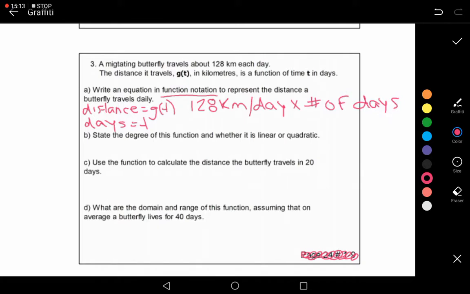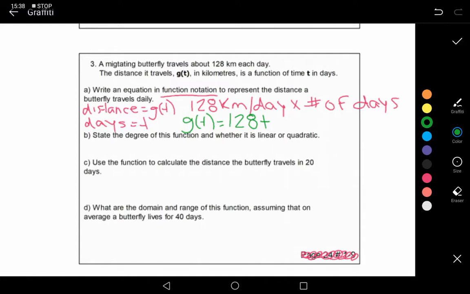Okay, so if I were to write this as a function, I'm simply just going to put g of t, so the distance that the butterfly travels in kilometers is equal to 128 kilometers multiplied by t, which is the number of days.